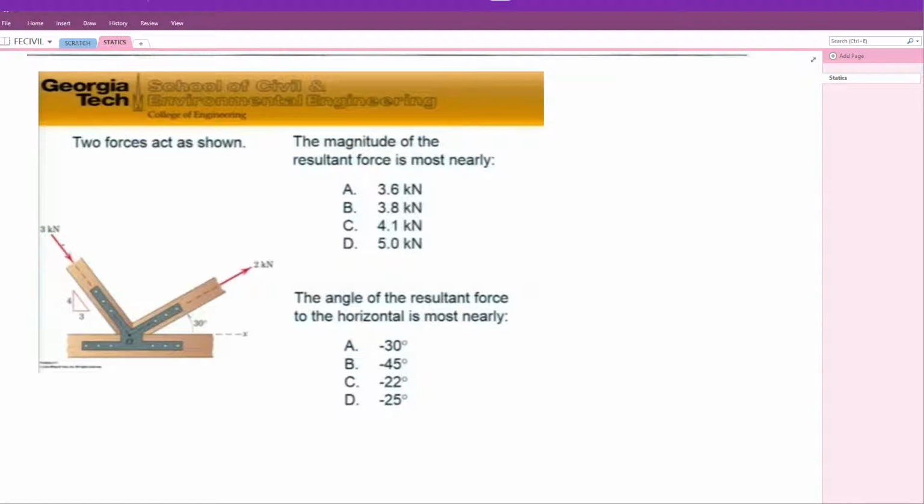Today we're going to be doing a simple problem created by Georgia Tech. Okay, let's get started. The first question is just asking us about the magnitude of the resultant forces.